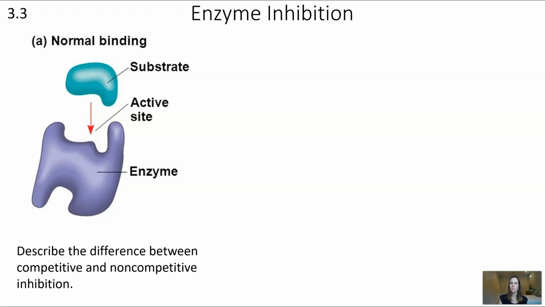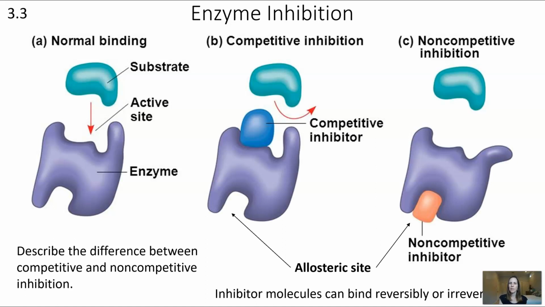So what are those? A competitive inhibitor, or competitive inhibition, is where you have a molecule that interferes with the active site itself. So it's called competitive because then the inhibitor and the substrate are fighting over the same region of the enzyme, that same active site.